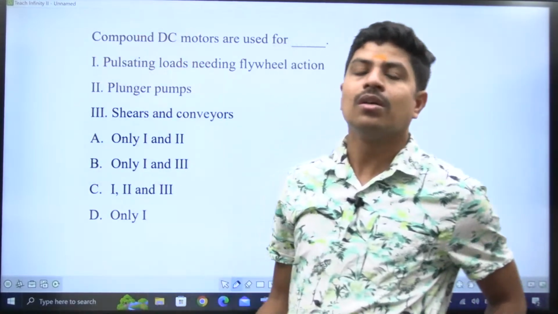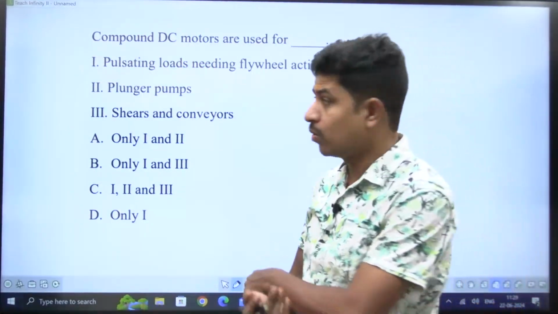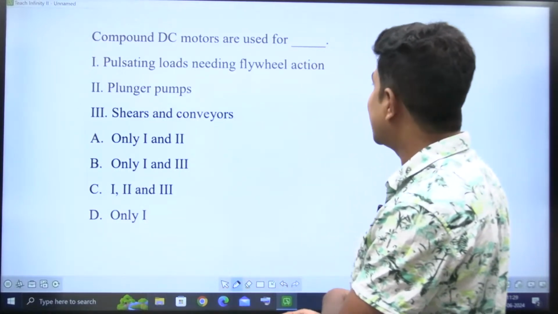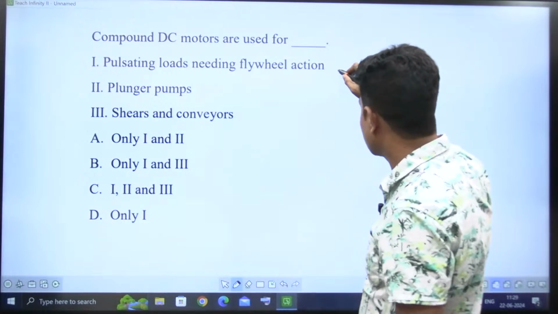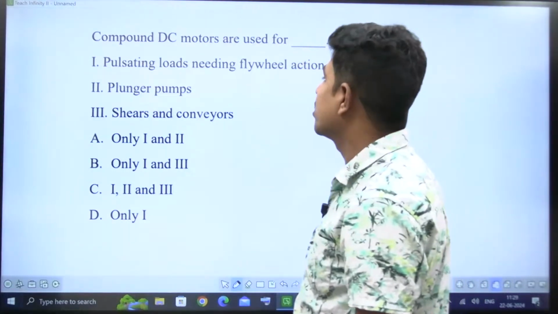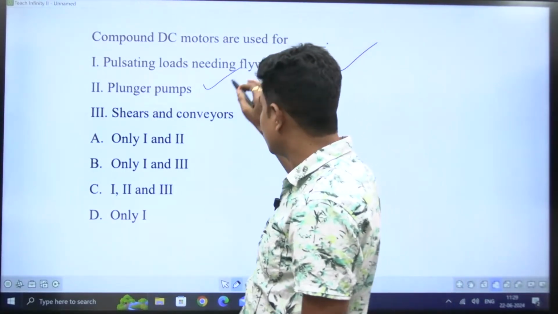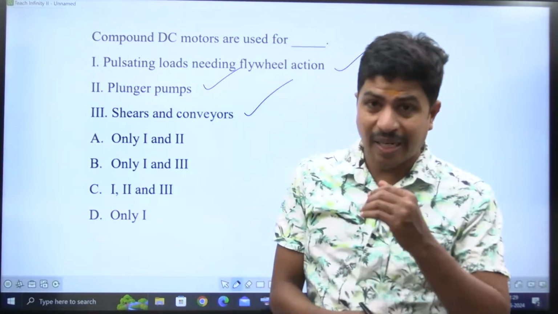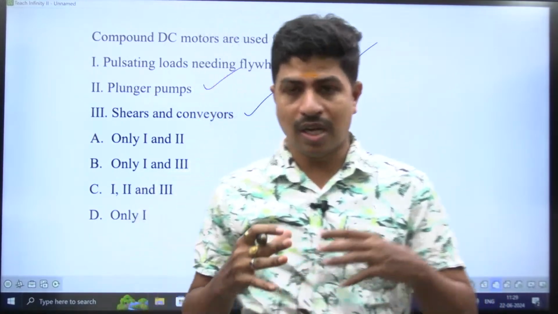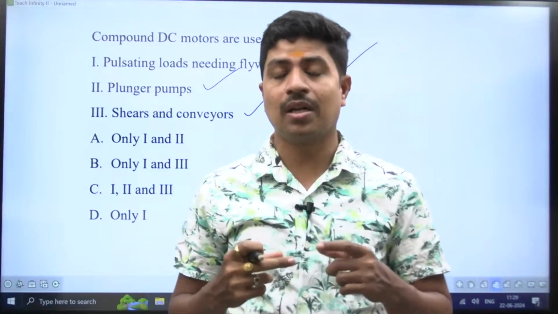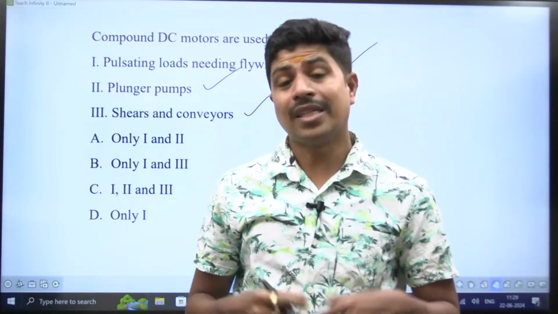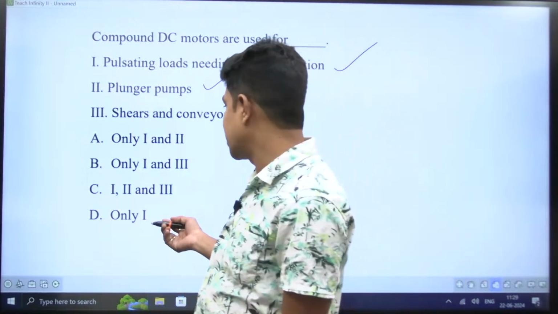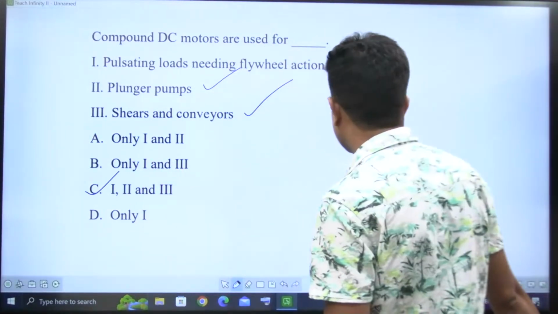Compound motors are used for, that fellow has given one more question on compound motors, the same kind of question. First statement, pulsating loads needing flywheel action. Yes, we use compound motors for this purpose. Plunger pumps, shears and conveyors, yes, where there is intermittent load. What does intermittent load mean? Suddenly load comes, suddenly load drops, suddenly load comes, suddenly load drops. That kind of loads also use compound motors. All three statements 1, 2, and 3 are correct.